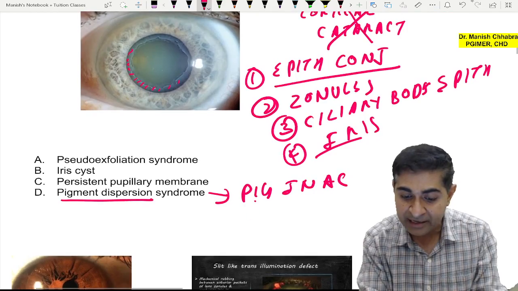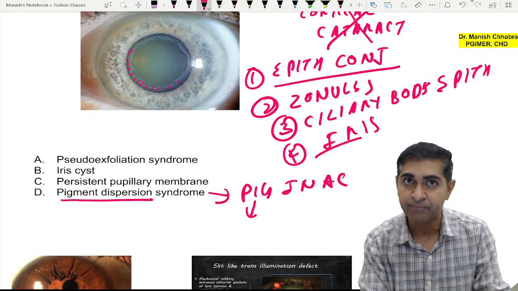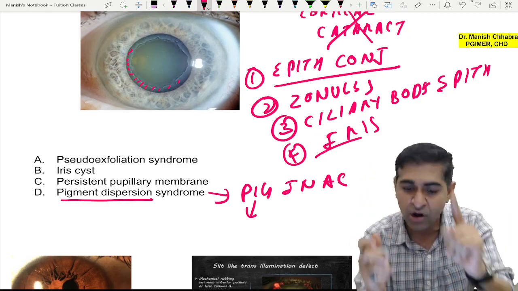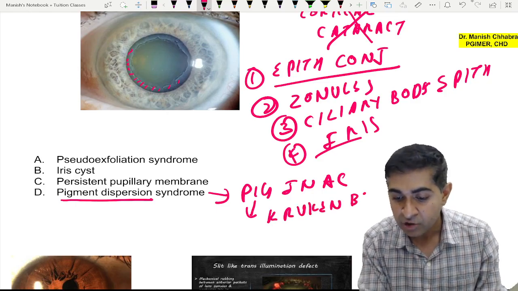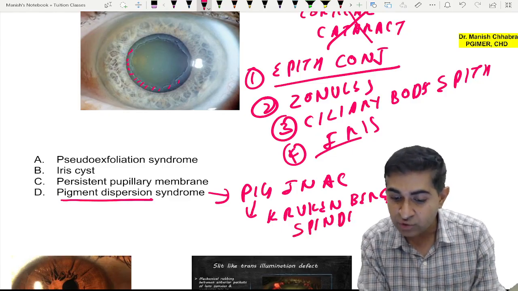अब यही पिगमेंट अगर कॉर्नियल एपिथेलियम के पीछे नजर आए, because there is pigment in the anterior chamber, it will get stuck at the back of the cornea. You call it Krukenberg syndrome. Krukenberg spindle. देखो ये हम क्यों डिस्कस कर रहे हैं?